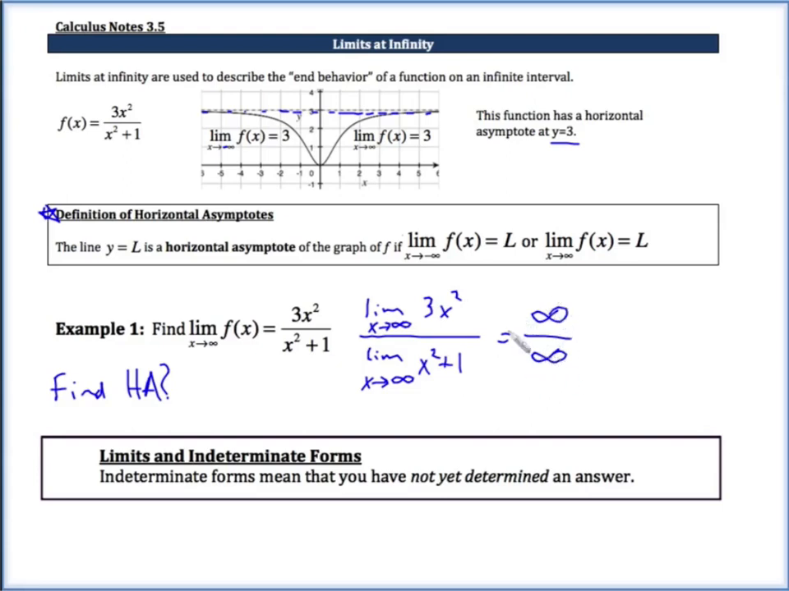Well, this is what we call an indeterminate form. Indeterminate forms mean that you have not yet determined an answer. When you see something like this, it means we didn't quite get the answer yet, but an answer still exists. Some other indeterminate forms you might see are like 0 over 0. So that means we need some other processes to be able to answer this question.